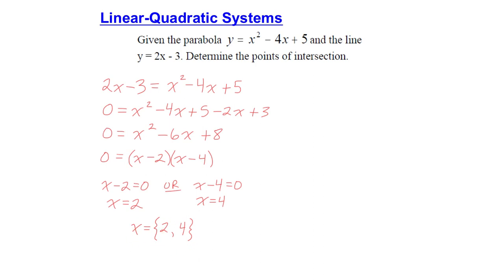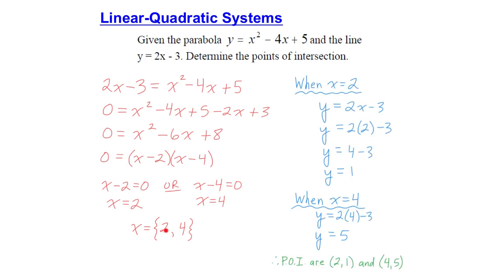Now that I know what x could be, I need to figure out what y could be. So when x is 2, I plug that into my linear equation and I solve for y. y is 1. When x is 4, I do the same thing and I get y is 5. So my points of intersection are (2, 1) and (4, 5).